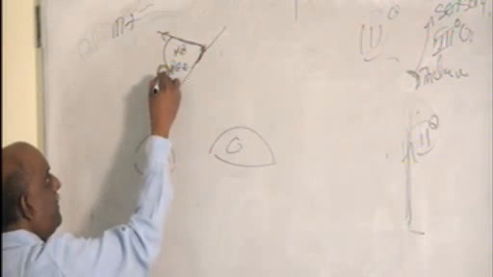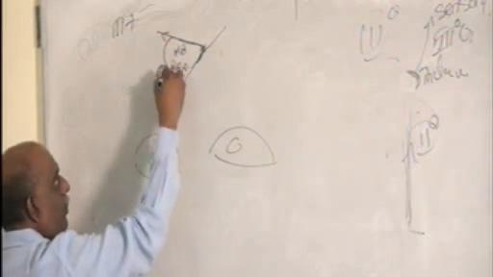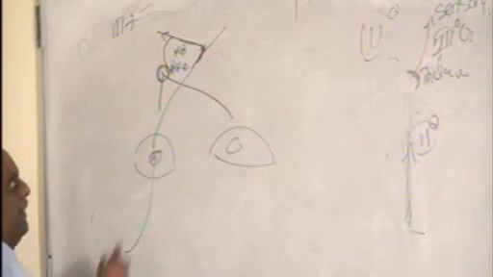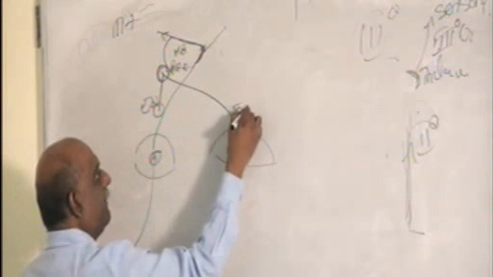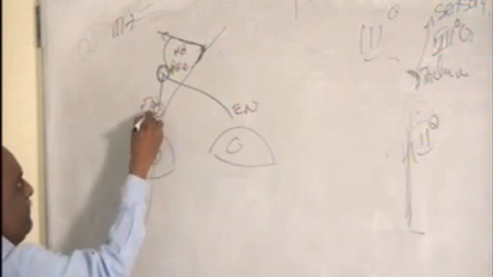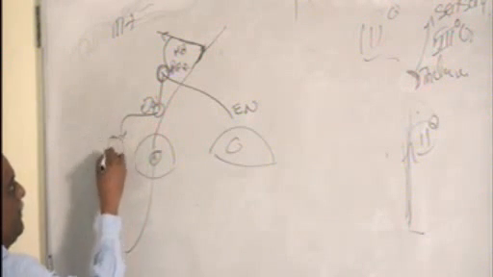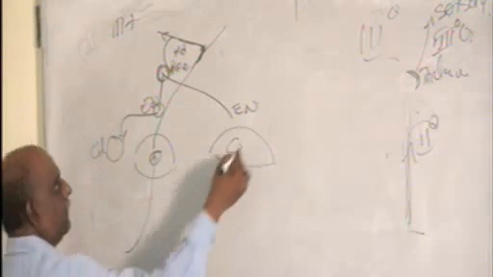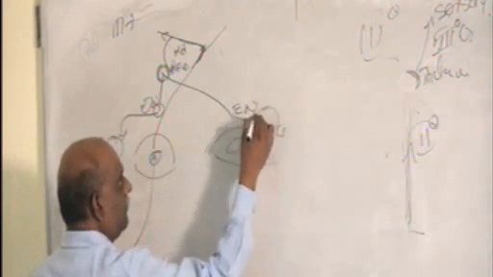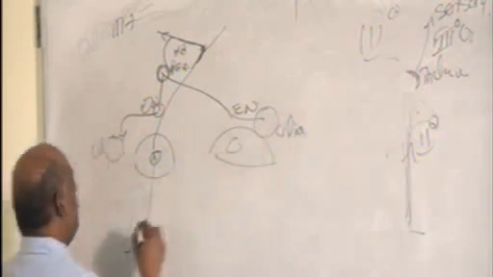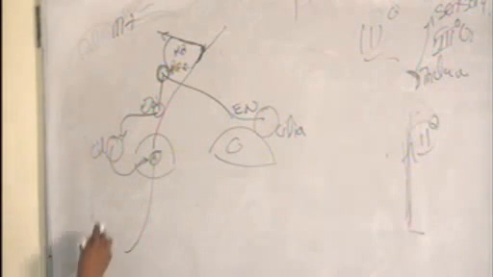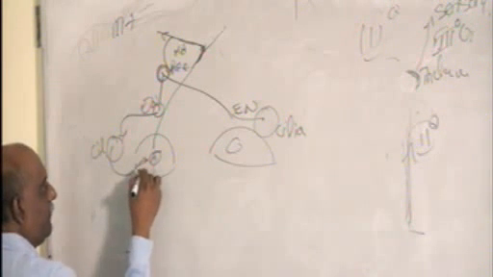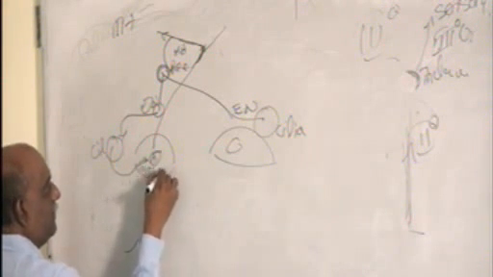From the pretectal nucleus, the fibers go to the ipsilateral Edinger-Westphal and contralateral Edinger-Westphal nuclei. From Edinger-Westphal, the fibers will go to the ciliary ganglion. And from the ciliary ganglion, ciliary nerves will come and they supply the sphincter pupillae.